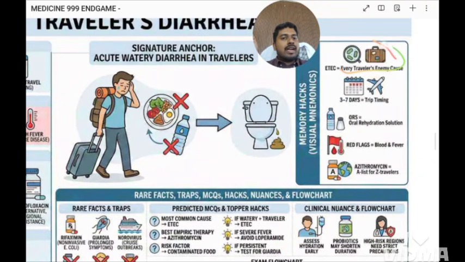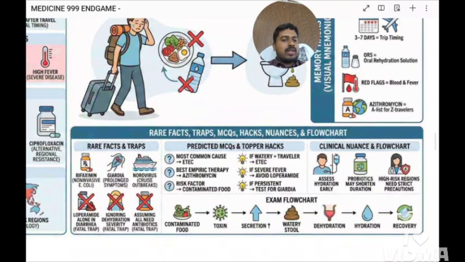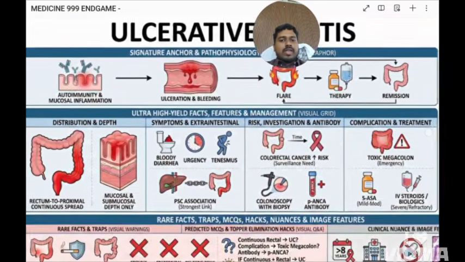Okay. So every traveler's enemy is ETEC. Trip timing is 3 to 7 days. ORS is the treatment of choice. Red flag signs of blood and fever, and azithromycin is given. Probiotics may shorten the duration, but they have a limited role in this, and high risk regions require stricter precautions. So, moving on to the next topic, ulcerative colitis.